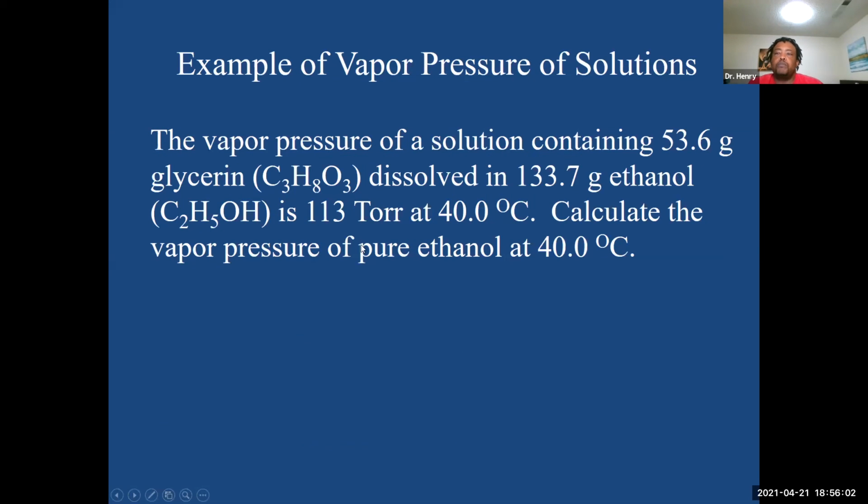So if we wanted to calculate, in this question here, the vapor pressure of a solution containing 53.6 grams of glycerin dissolved in 133.7 grams of ethanol is 113 torr at 40 degrees Celsius. Calculate the vapor pressure of pure ethanol at 40 degrees Celsius. So where am I going to start?